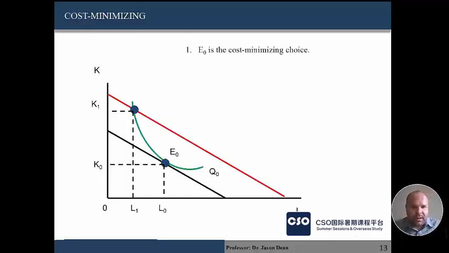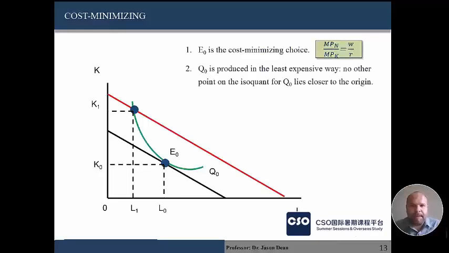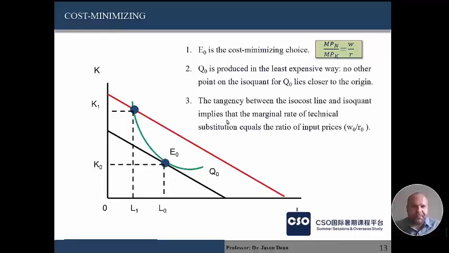So here's another example. We have our optimum point, which is E0, the cost minimizing choice for producing Q0. Q0 is produced in the least expensive way. No other point on the isoquant for Q0 lies closer to the origin. Again, we could produce Q0 at this point, but we'd be on a higher ISO cost line. We would want to be here.